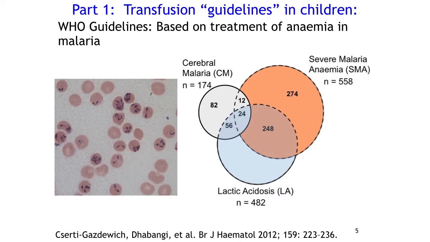So we saw 855 children with severe forms of malaria, and 558 had severe anemia requiring transfusion. That takes up about 65%. So if you look at only severe forms of malaria, 65% require a transfusion. And that's quite high.